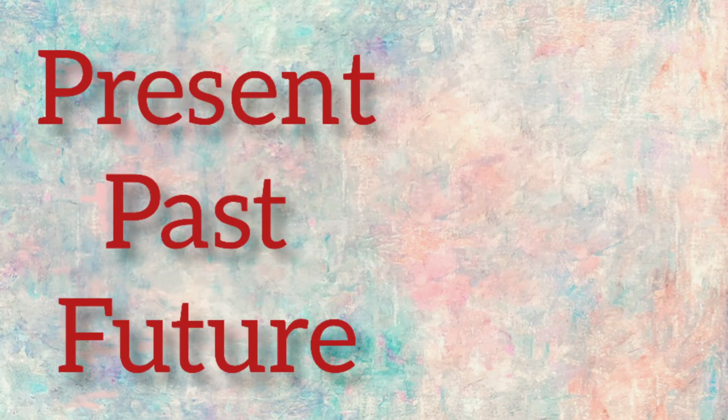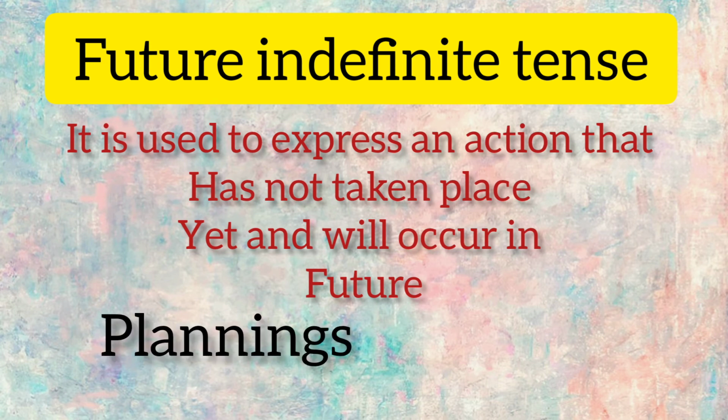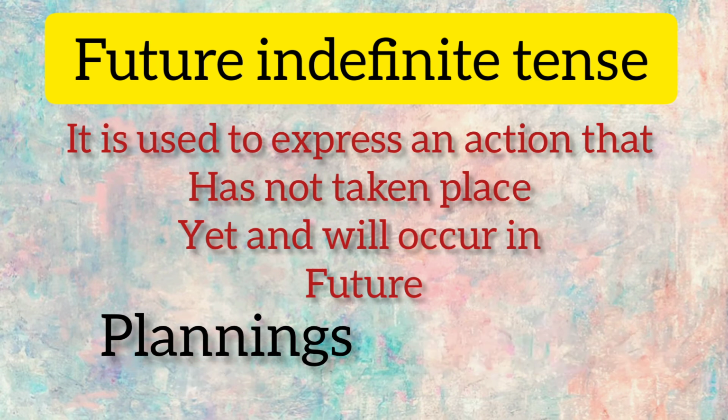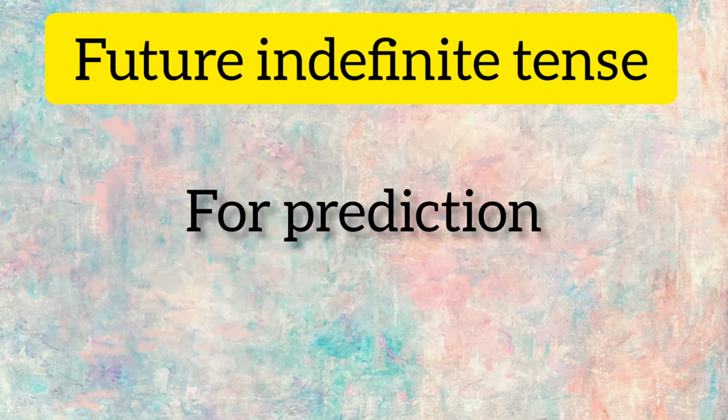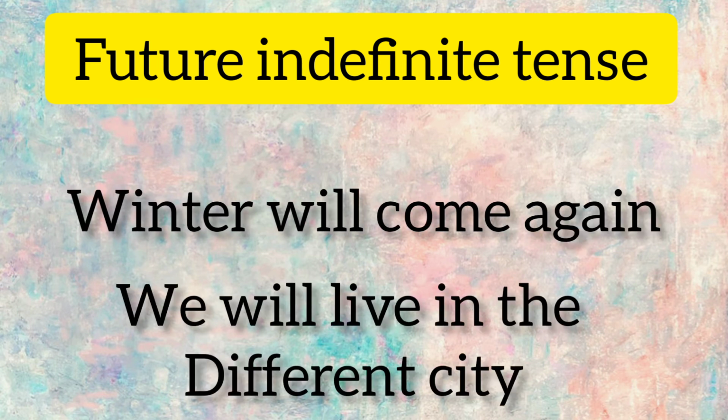Among the three of the indefinite tenses, the last one we have is future indefinite tense. It is used to express an action that has not taken place yet but will take place in the future. So we use future indefinite tense when we are not planning anything, or we do not have any intention in the future sentences. हम कब यूज़ करते हैं? When we predict something. Prediction के लिए यूज़ करते हैं, but not for planning or intentions. For example, winter will come again. We will live in a different city.